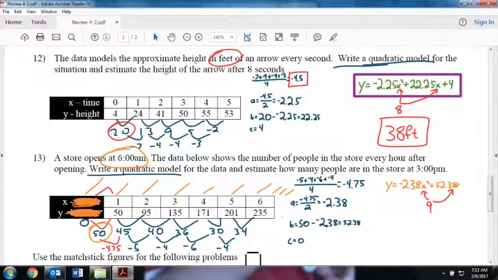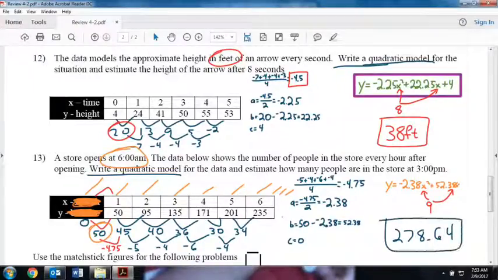So y equals, let's see here, negative 2.38 times 9 squared plus 52.38 times 9, and we're going to get some 278.64, which, yeah, I know that's half a person, 278.64, but we've been rounding to decimal points, so we'll just leave it at that. Cool. Have at it.